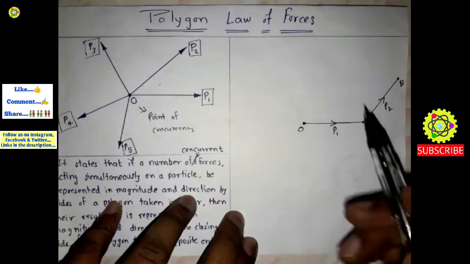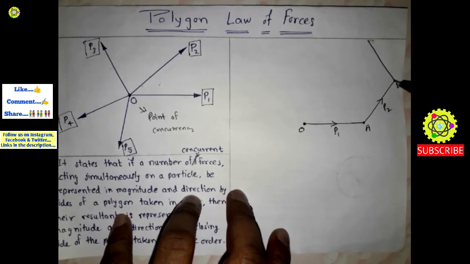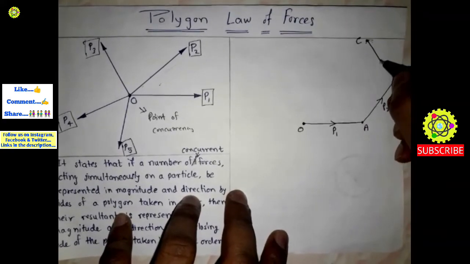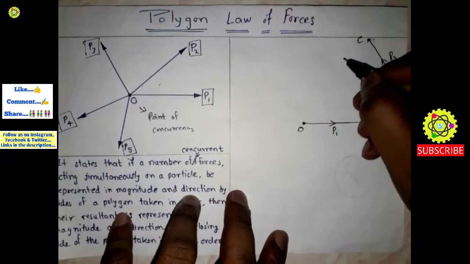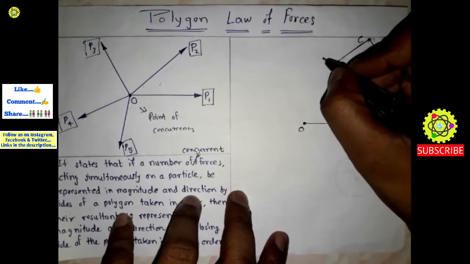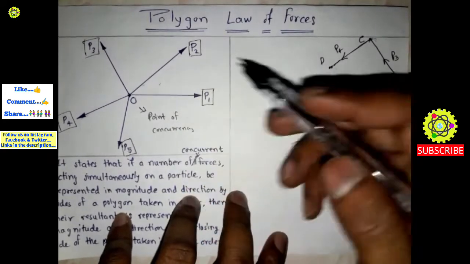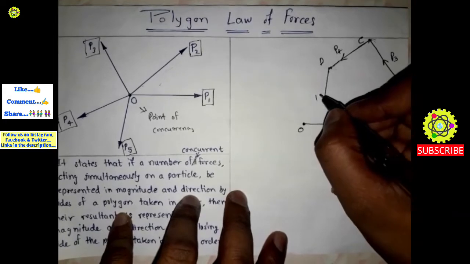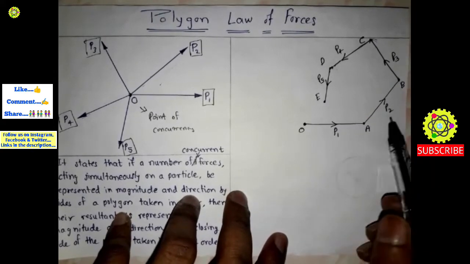Now similarly we will draw the P3 force. From the end point I am taking this P3 force. Here it is, this is our P3 force, and this point we will name C. Now the fourth is our P4 force going in this direction. Suppose we take this point as D, and this is our P4 force. Next is our P5 force in this direction. This is another point, which we name E, and this is our P5 force. So we have drawn all these forces.